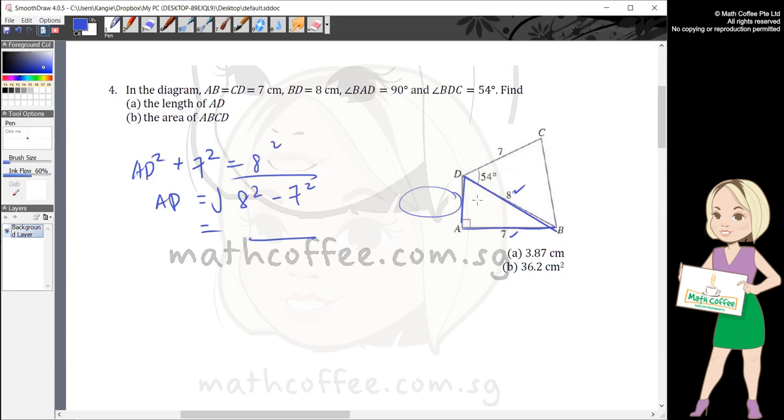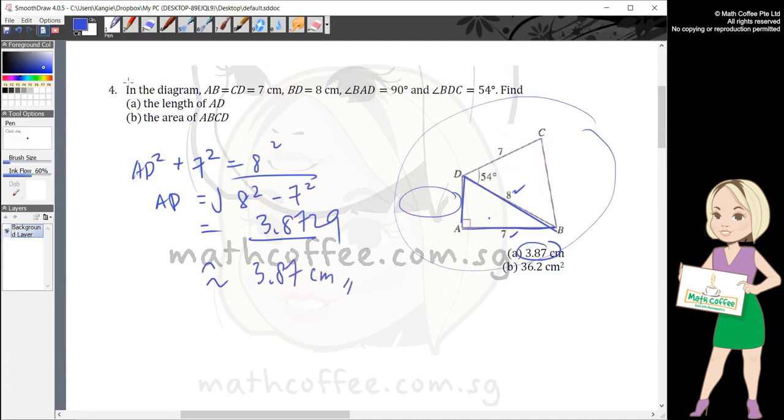Then they ask to find the area of ABCD. That means this whole thing. Now for the right angle triangle, you can use half times base times height. Take note, 8 squared minus 7 squared, then square root, the answer is 3.8729. When I round off, because they ask for the answer to 3 SF, it is 3.87 cm.